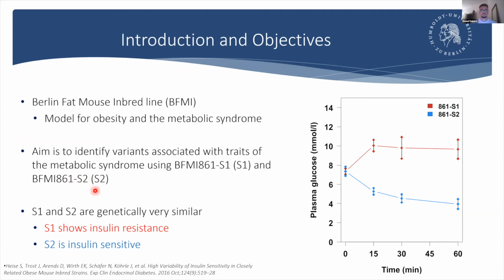These two lines are very interesting because they are genetically very similar, but despite this similarity, they differ for metabolic traits. In particular, the S1 line shows insulin resistance and also hepatic fat storage, while the S2 line is insulin sensitive and doesn't show hepatic fat storage.